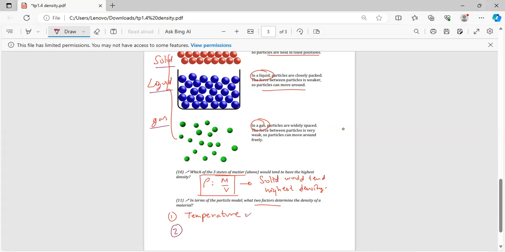The second one, I guess, is the pressure. Because as you can see, if you contain this amount of two different objects in a certain volume, the pressure can change the volume. If you change the volume, I believe it will change the density also, because the volume will change.